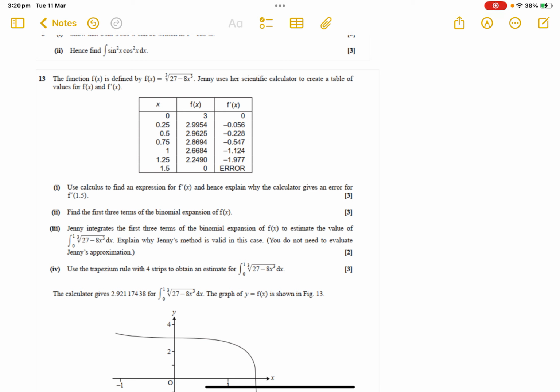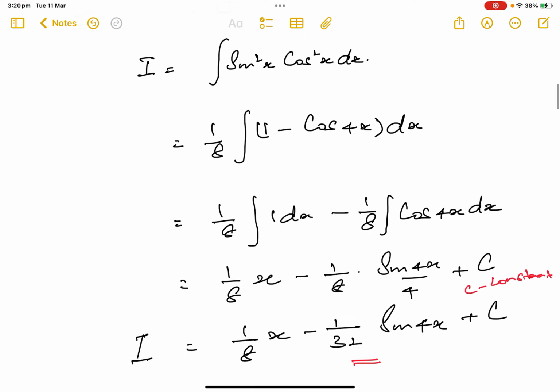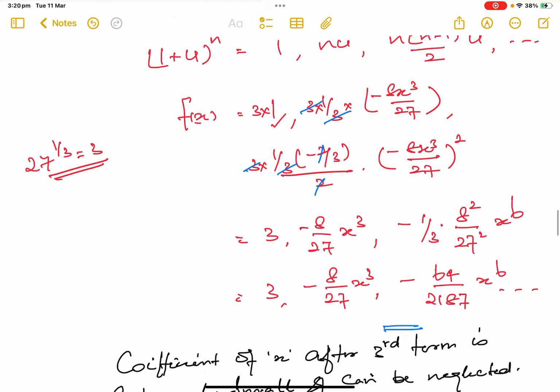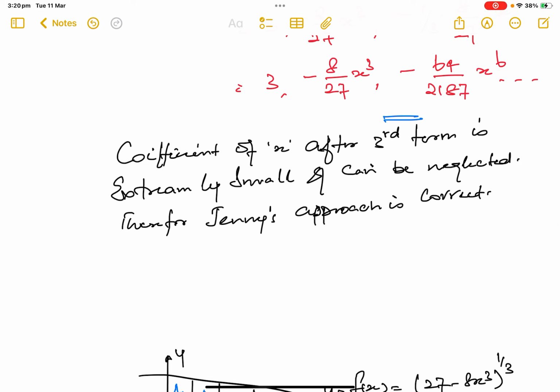Jenny used the first three terms of the binomial expansion of f(x) to estimate the value of the integral from 0 to 1 of cube root of 27 minus 8x cubed dx. Explain why Jenny's method is valid. In this case, you do not need to evaluate. You don't need to do it, but explain why her method is correct, or why three terms are enough rather than the whole thing.